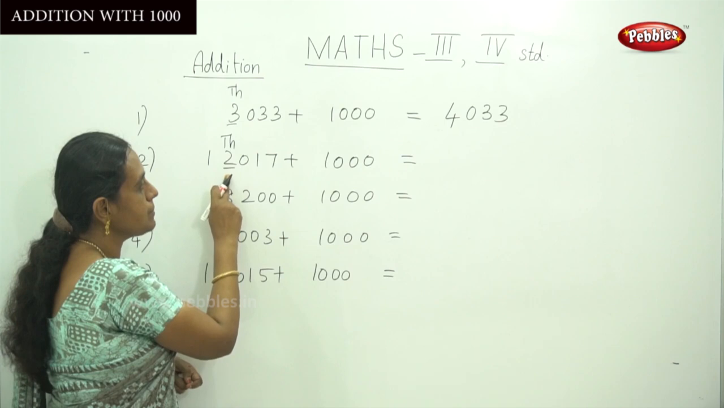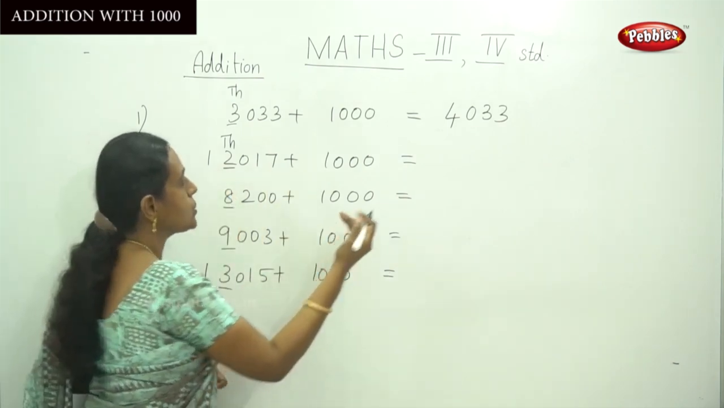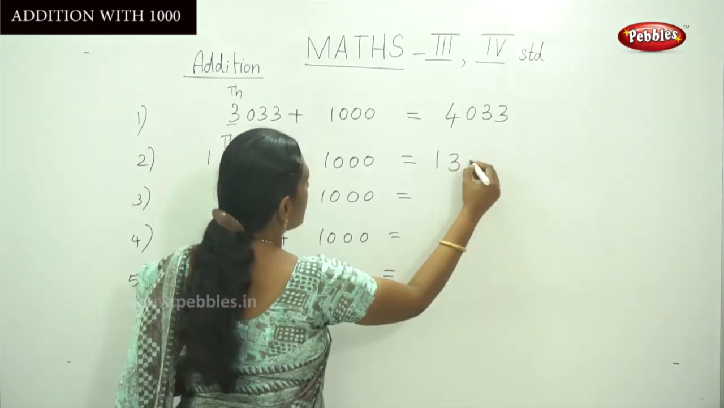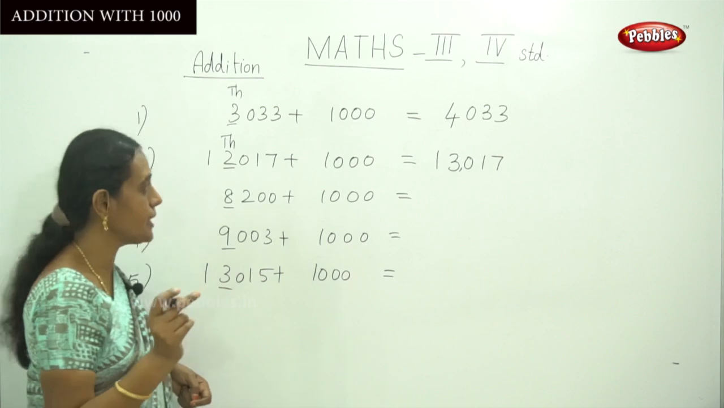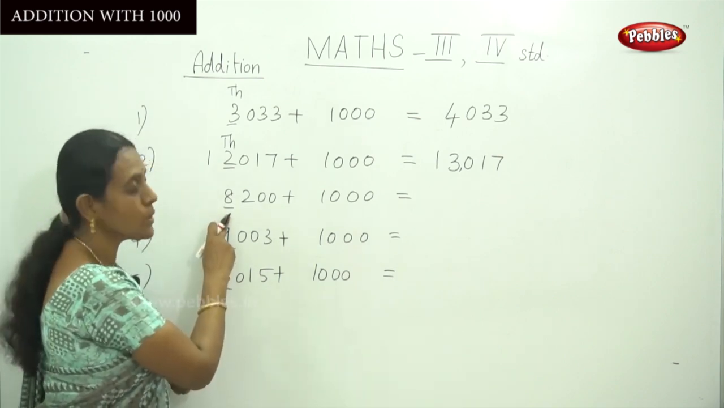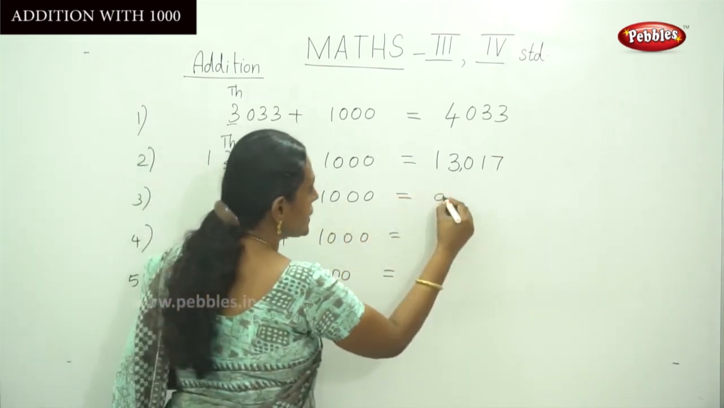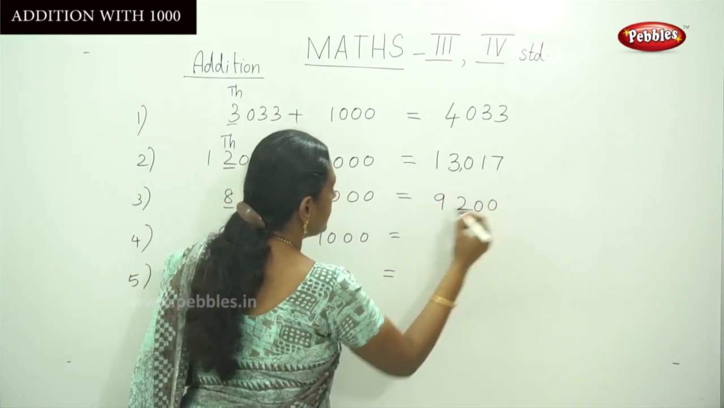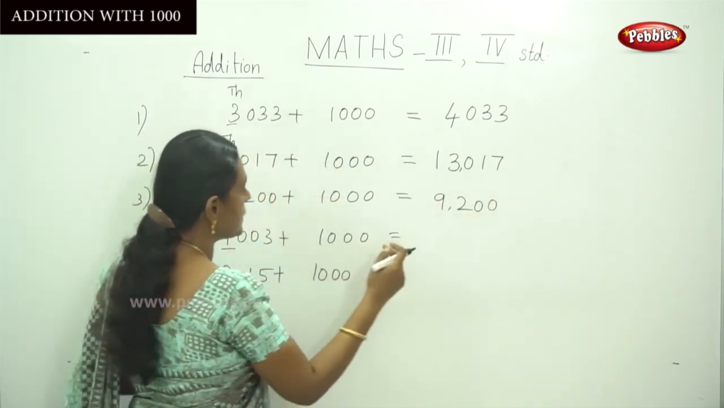Change this 1000 place number. Here the 1000 place number is 2. You have to write the next 1000, which means 3. So 13017, that is 13,017. And here, that is 8. What's the number in the 1000 place here? This is 8. So 9200.